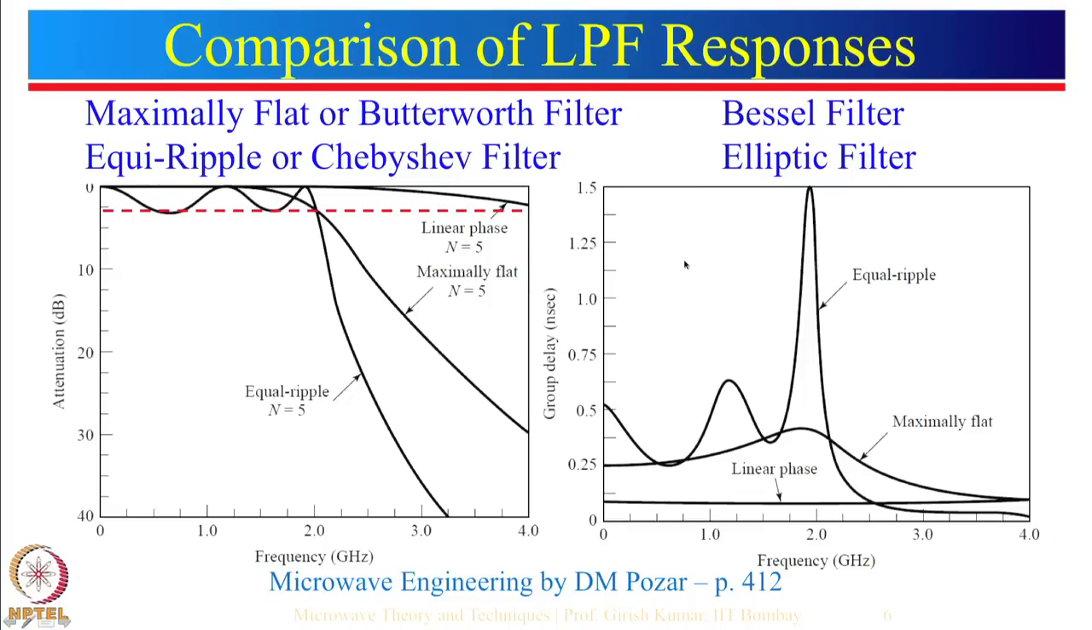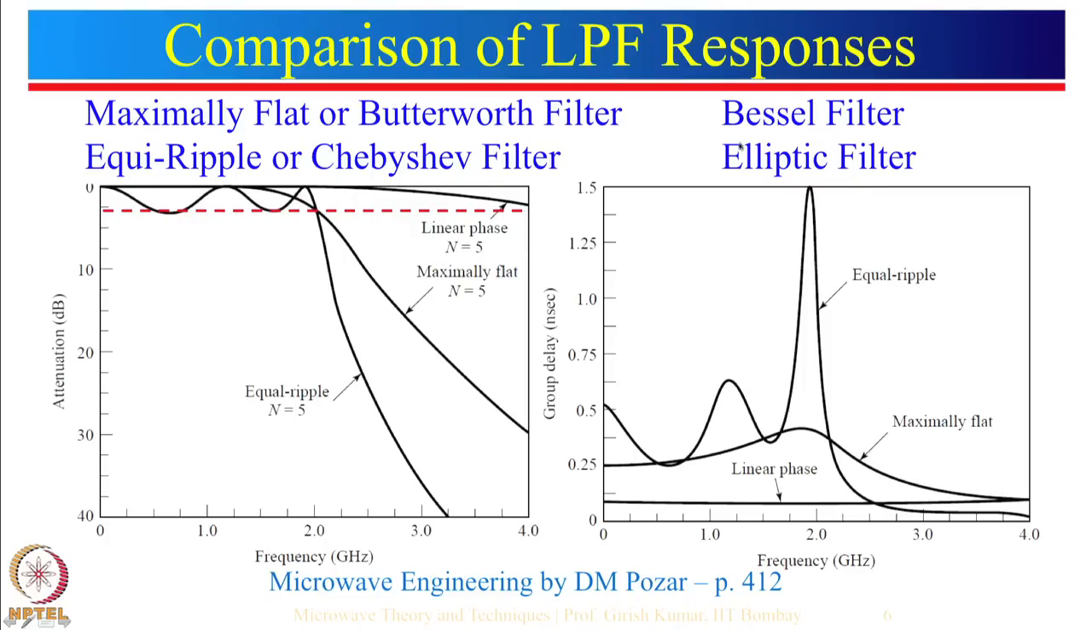Then we looked at 4 different types of realization. One was maximally flat or Butterworth filter. The response of that was given by this curve here. Then we looked into Equi-Ripple or Chebyshev filter. The response of that has Equi-Ripple in the pass band and then relatively sharper transition compared to the Butterworth filter.